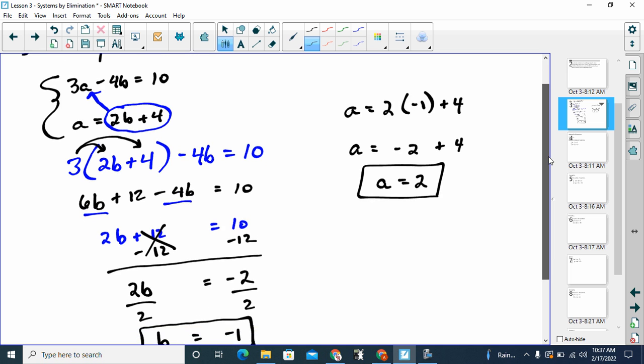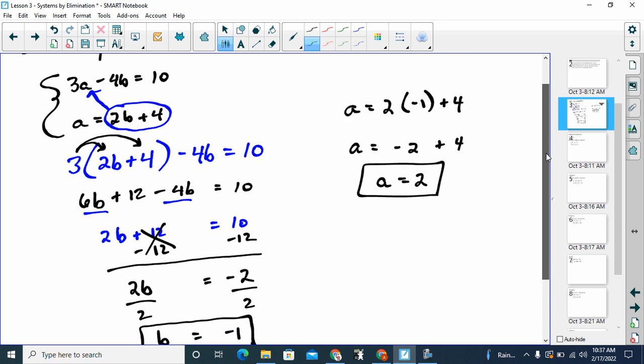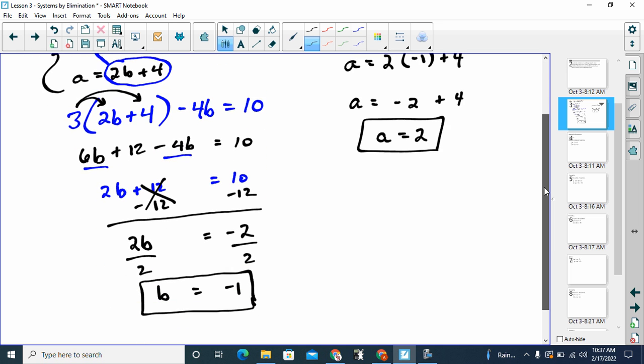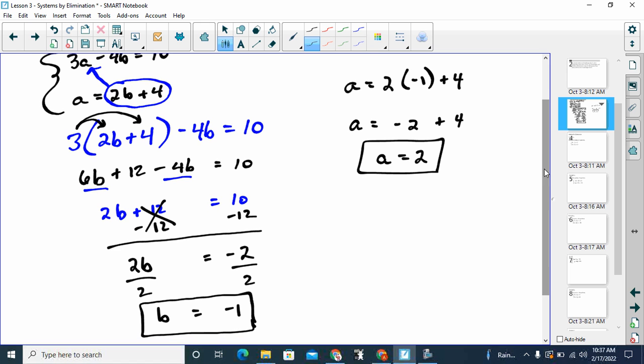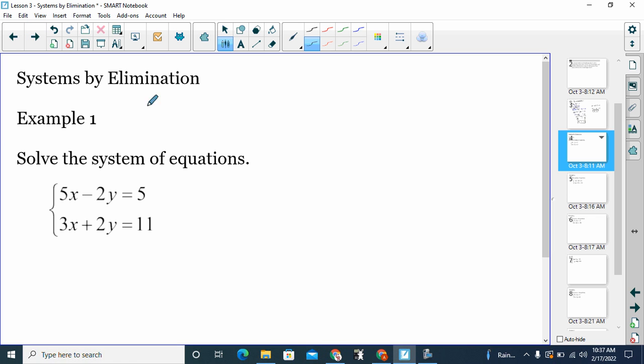So that was solving by substitution. We've been working on that for a couple class periods now. We're going to move on to the third and final way to solve systems of equations, and that is a method called elimination. Solving a system of equations by eliminating.